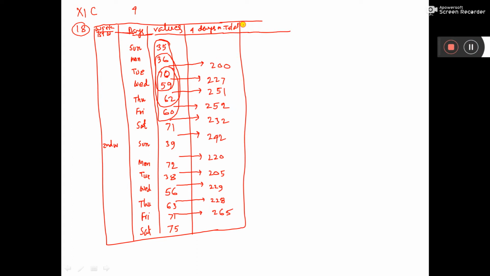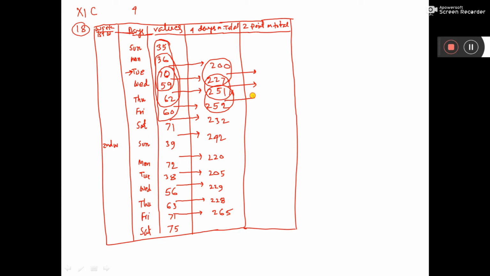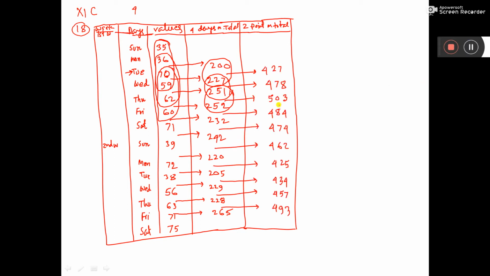The next column head will be 2 points moving total. How to do that? I am showing you. For the 2 points moving total, you add these 2 and write in the middle, so that it corresponds to Tuesday here. Then add these 2 and write here. Add these 2, write in the middle. Like this you continue. See here, these 2 points moving total is done.